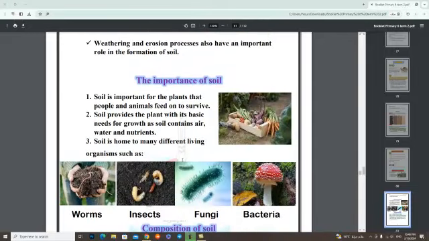The importance of soil. Soil is important for the plants that people and animals feed on to survive. Soil provides the plant with its basic needs for growth, and soil contains air, water, and nutrients. Soil is home to many different living organisms such as worms, insects, fungi, and bacteria.